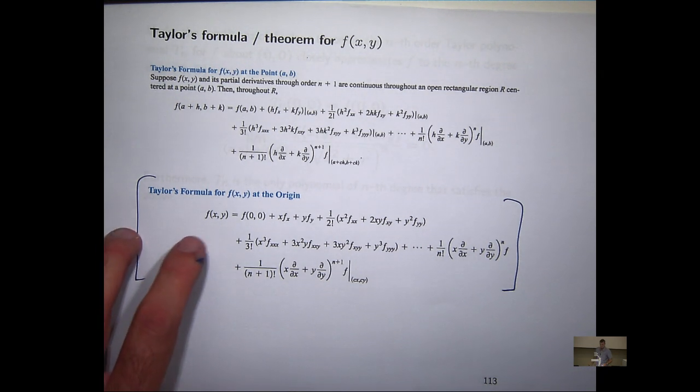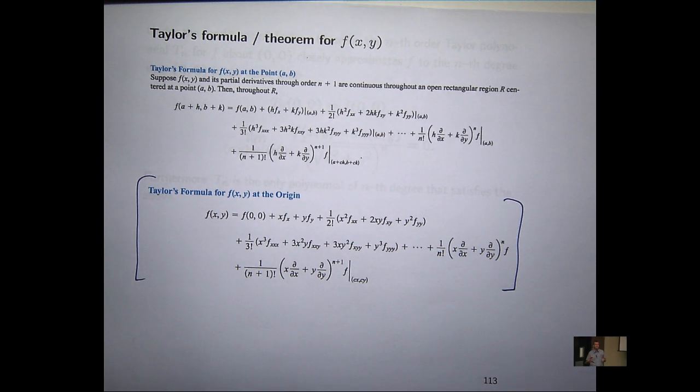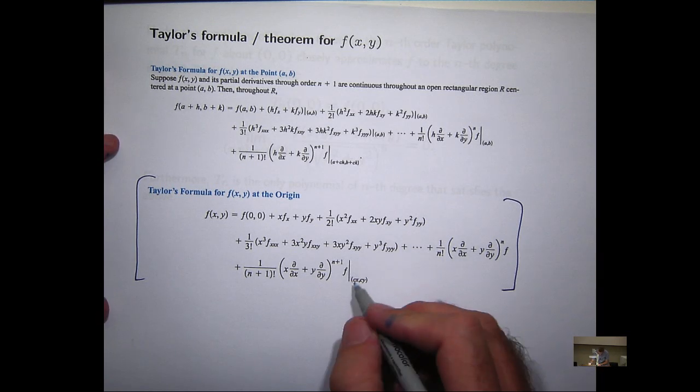Under certain conditions, which are up here, the second theorem tells you that a function of two variables is equal to its Taylor polynomial, its Maclaurin polynomial, plus a remainder. And the remainder is here. And this Cx, Cy is some point between the origin and x comma y.